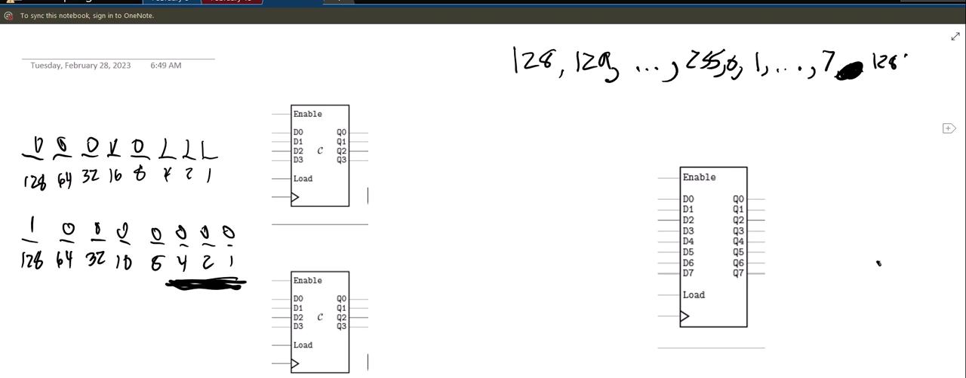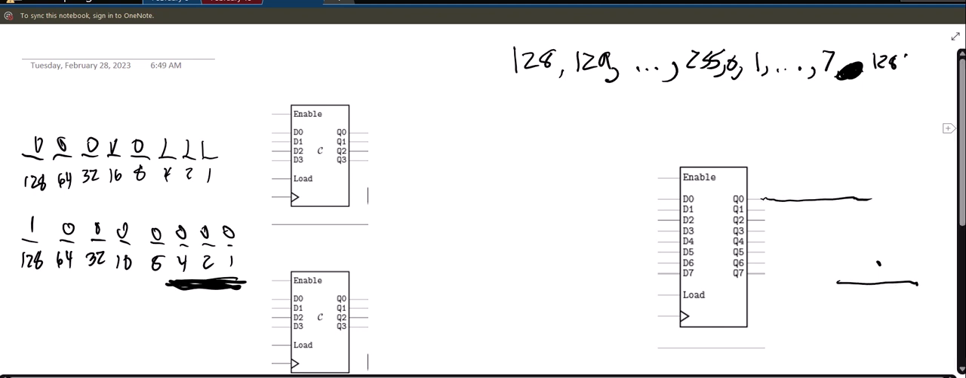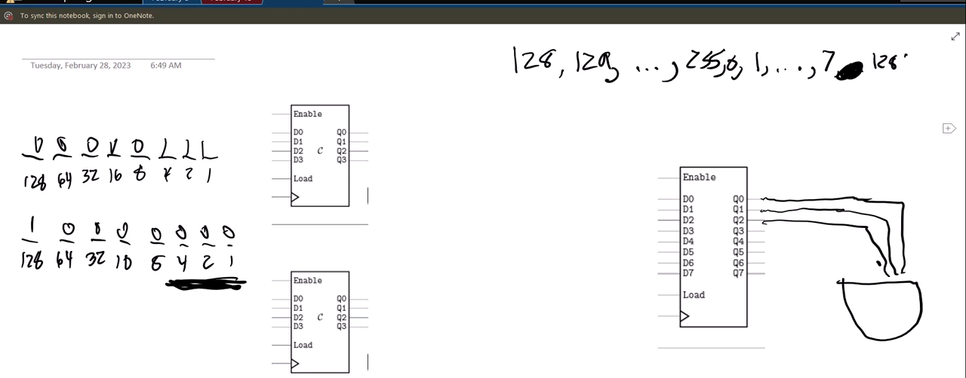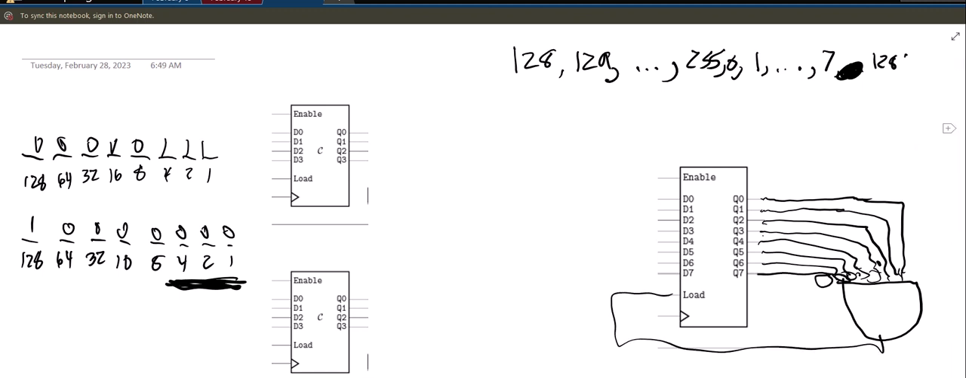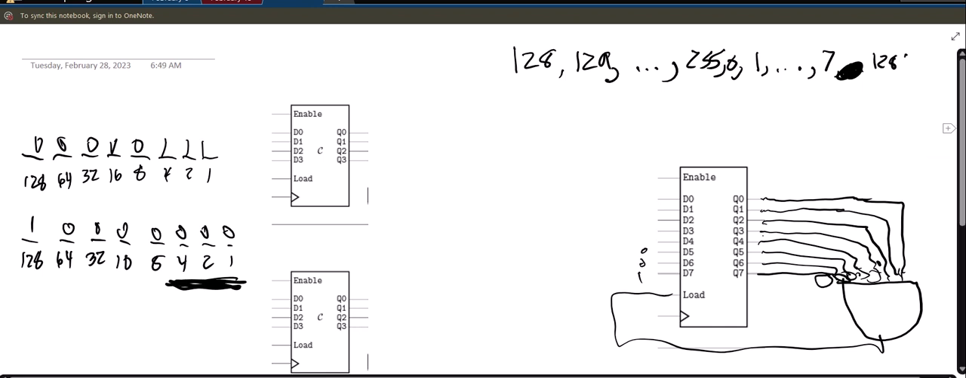Okay, so the way that would look would be that we have 0, 1, and 2. Those are all 1s, and then everything else is a 0. And that would be what we would load. Or that would be when we would load. And 128 looks like this. And we would enable, and this would be the clock.